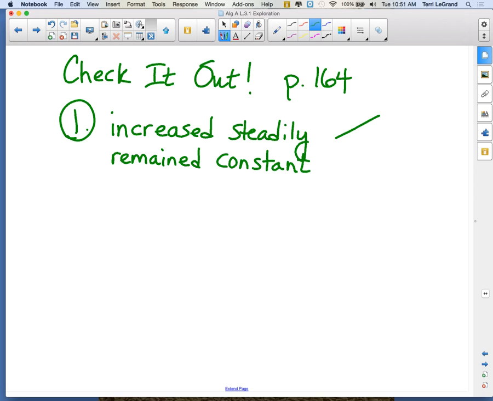What happens when something remains constant? What's that look like on a graph? That's the horizontal part, isn't it? Okay. At the end of the day, the temperature increased slightly again. Increased slightly. So, do you think it's going to increase as fast as that first one did? It says slightly this time? What do you think? Or does it say steadily?